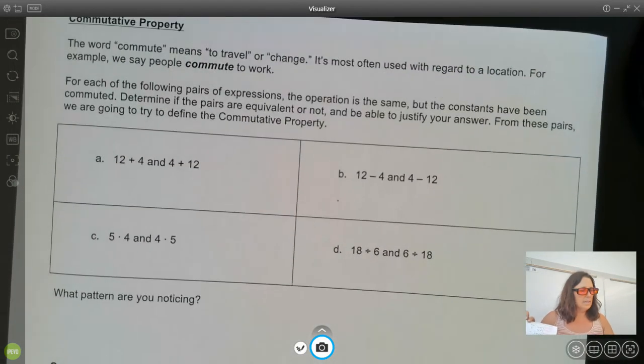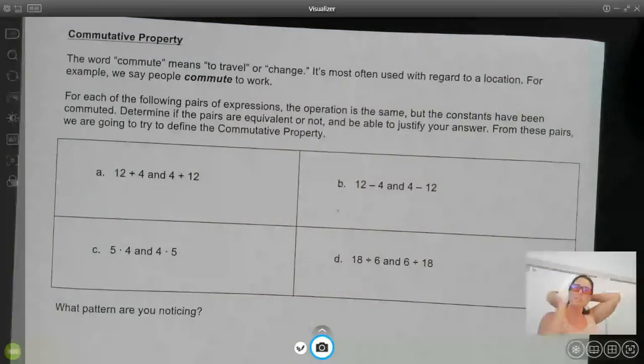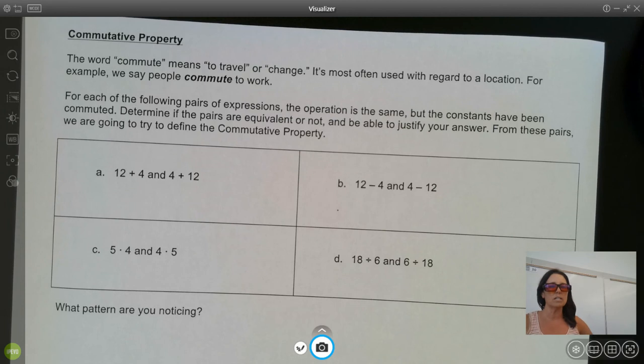All right, commutative property. The word commute means to travel or change. It's most often used with regard to a location. For example, we say people commute to work. For each of the following pairs of expressions, the operation is the same, but the constants have been commuted. Determine if the pairs are equivalent or not and be able to justify your answer. From these pairs, we're going to define the commutative property.